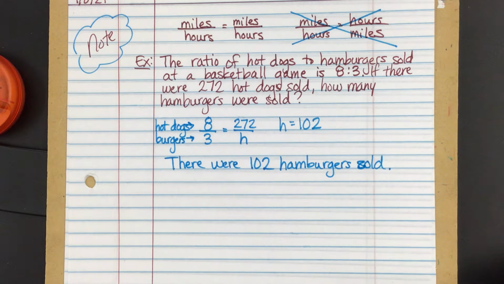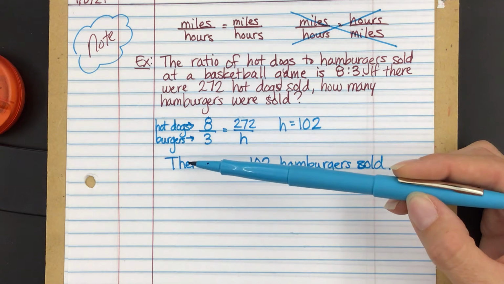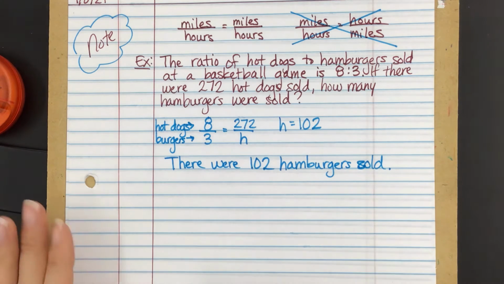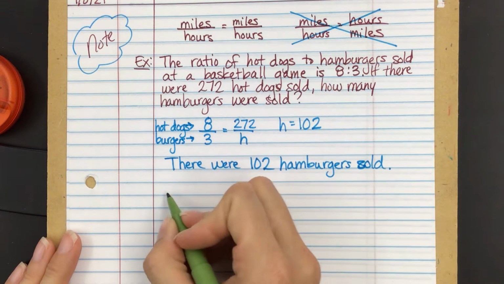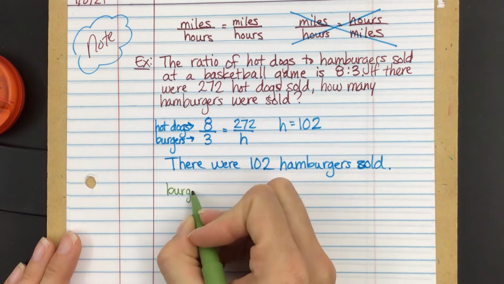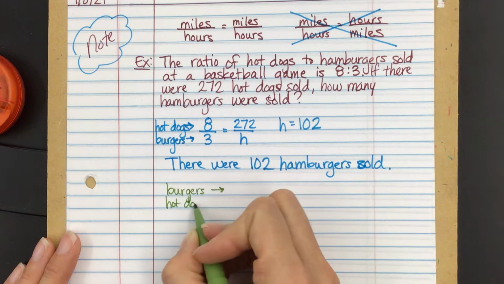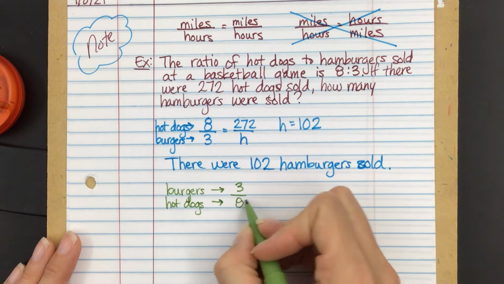Now, I want to show you something, just so that you're aware. It actually doesn't matter which one you have on top or the bottom when you're setting up a proportion, as long as you're consistent. So for instance, I'm going to do this in a different color so you can see. Let's do green, okay? If I had done the burgers on top and the hot dogs on the bottom, then it would have been 3/8.